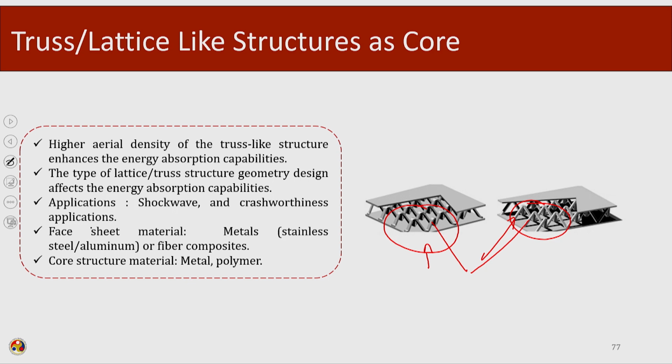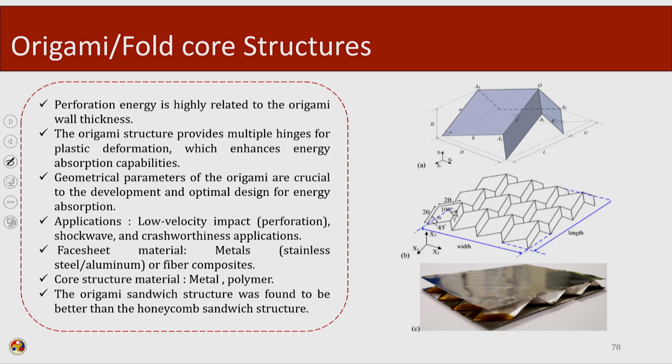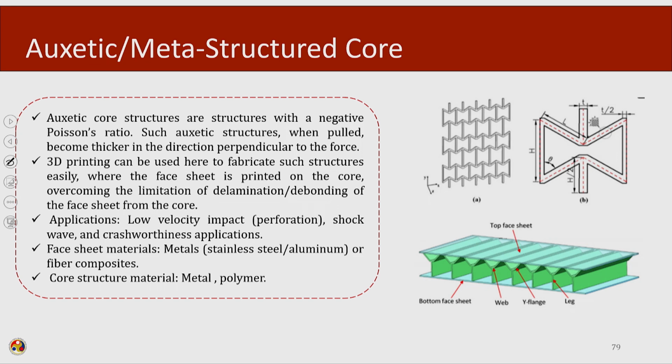Different types of lattice or truss structures can be used, and they can be manufactured in a regular fashion. So, these are finding new applications in the field nowadays. Again, the origami or folded type of structures are a continuation of the engineered materials. Auxetic materials or metastructures.